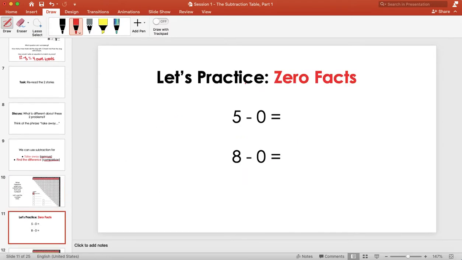So let's practice the 0 facts. 5 minus 0 equals 5 because it's minus 0. And 8 minus 0 equals 8. These should be really easy.